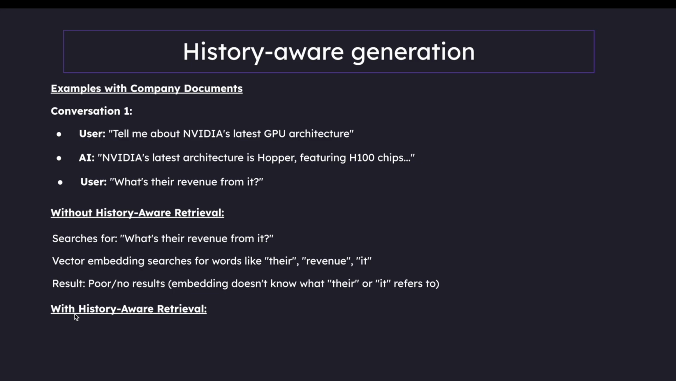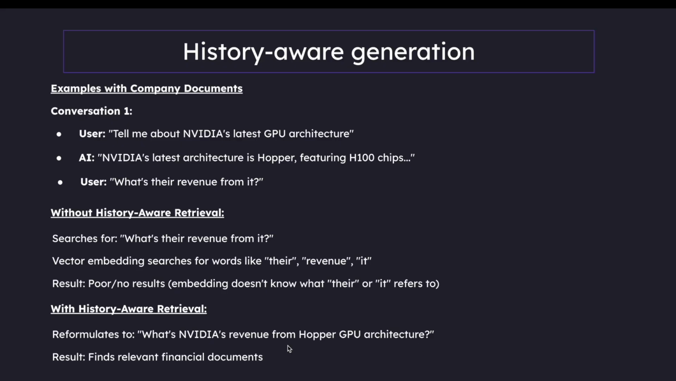But with history aware retrieval, we first take the latest user's question and then reformulate it such that it makes complete sense. Right now it says, "what is their revenue from it?" But now we reformulate it into something like this: what is NVIDIA's revenue from Hopper GPU architecture? So this entire context is maintained in the user query, and now the results are going to be pretty good. It properly finds all of the relevant chunks from the vector database. Okay, I hope this makes sense.